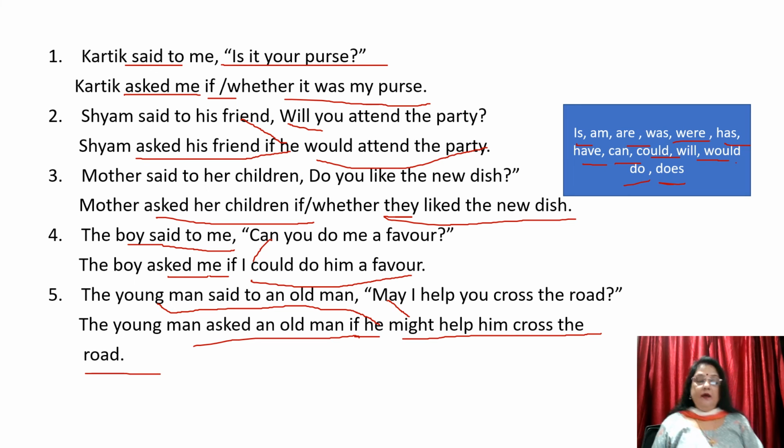तो हमने क्या किया? हमने टेंस अकॉर्डिंगली चेंज किया और क्वेश्चन को हमने एक सिंपल सेंटेंस बनाया और इफ या वेदर का यूज किया जब भी क्वेश्चंस हेल्पिंग वर्ब से बिगिन होता है तब. Alright, so today we have learned how we can change sentences beginning with WH and how. Secondly, when questions begin with helping verbs. Alright, and I hope it's understood.